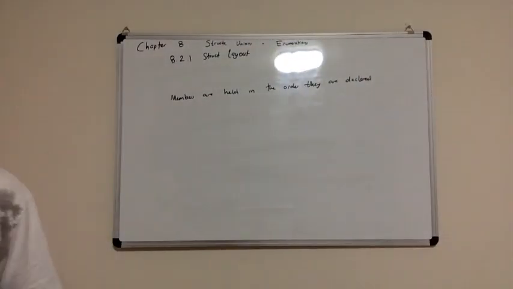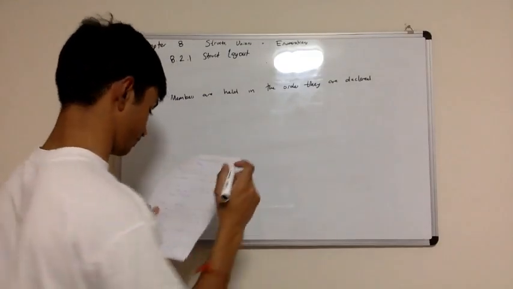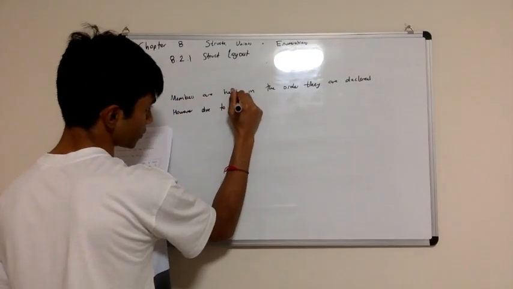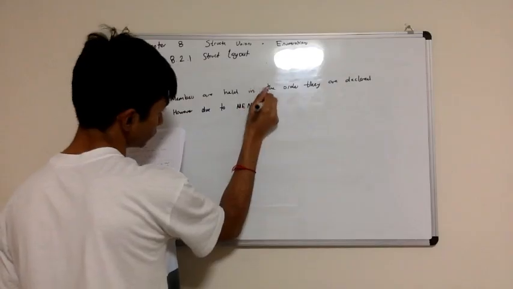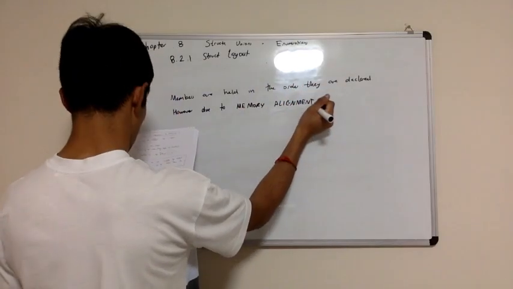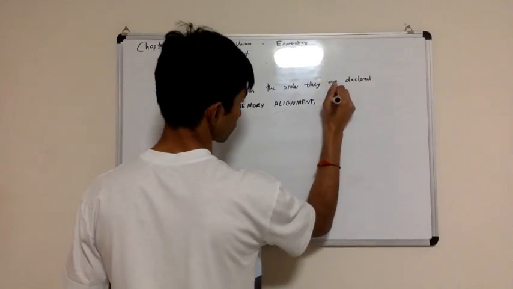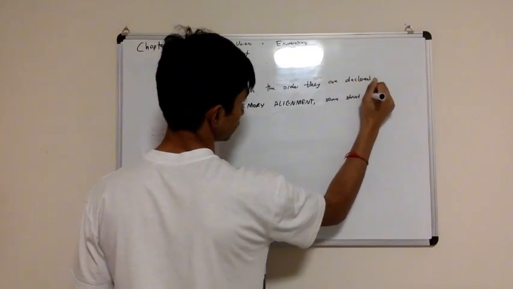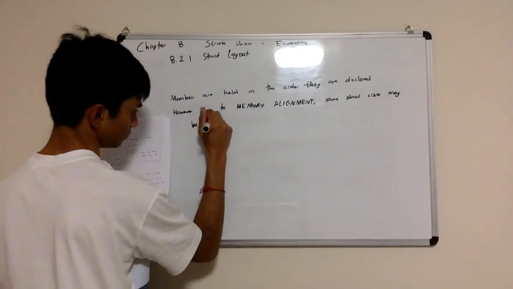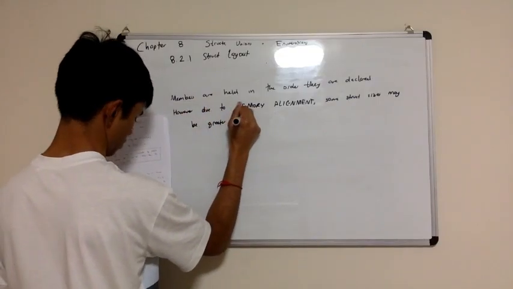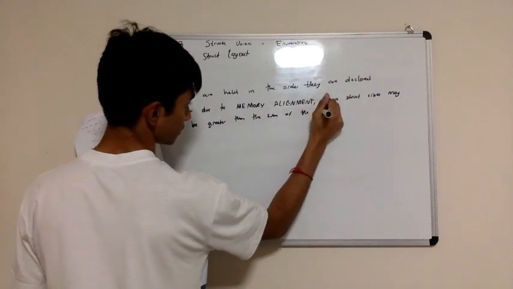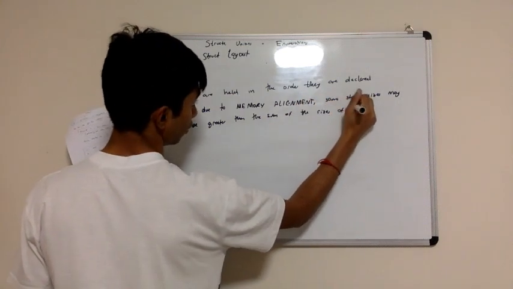Now, however, due to this strange thing called memory alignment, some struct sizes may be greater than the sum of the sizes of the members.